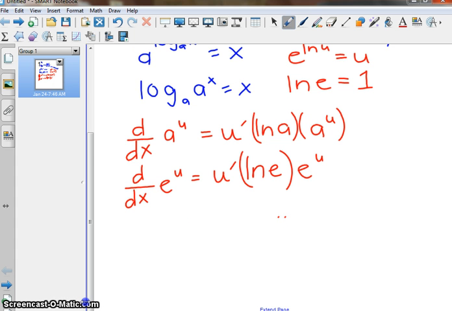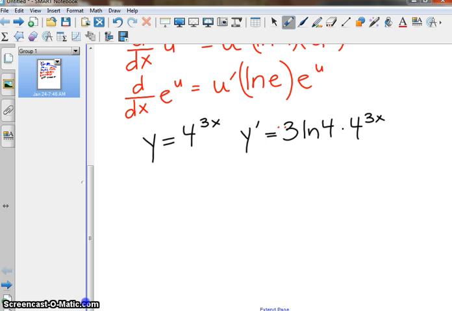So if we're looking at an example, if our function is y equals 4 to the 3x, the derivative will be 3 natural log of 4 times 4 to the 3x. Keep in mind you'll still use the product rule, the quotient rule, and your other rules just the same. But if the function is a raised to the u, you want to follow this formula.